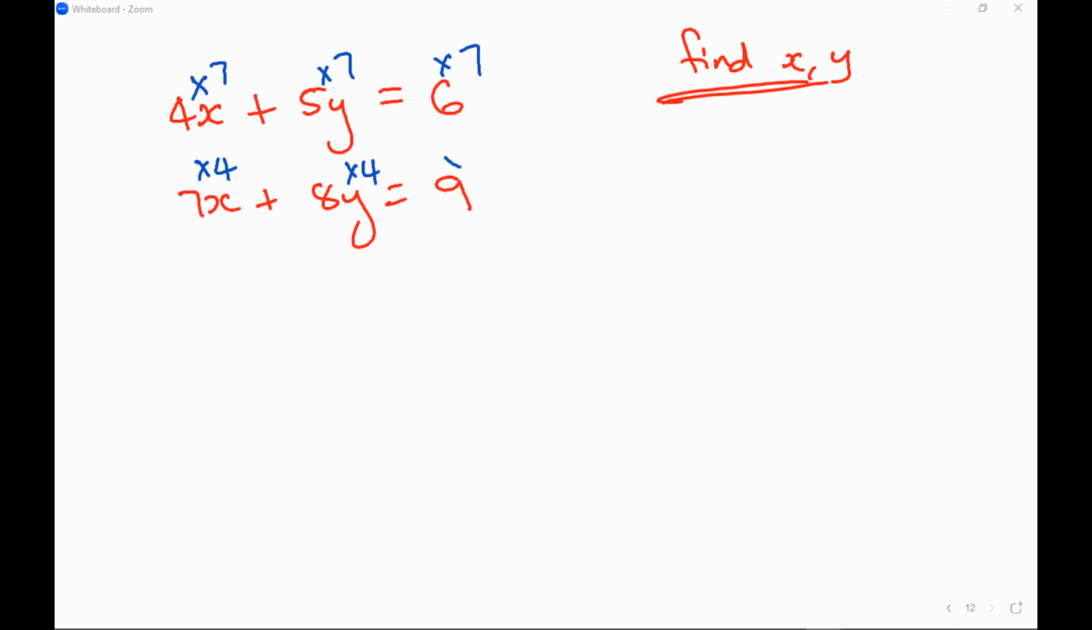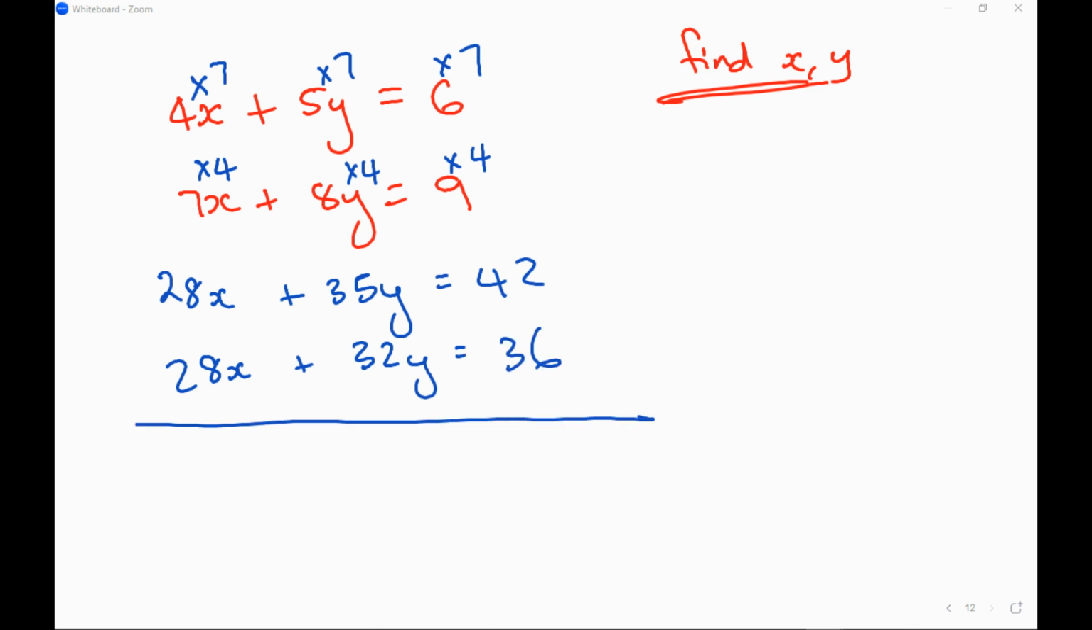All right, so this one is slightly different, right? What you notice is for this one here, I have to multiply both of them by some number to either get the coefficient of x or y the same. I could have done it with y and multiplied by 5 and 8. But I can also multiply it by 7 and 4. It'll become 28x plus 35y equals 42. 28x plus 32y is equal to 36. And then I have to solve it from there after that.